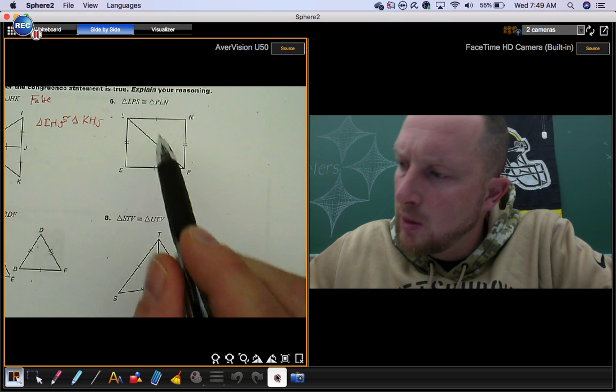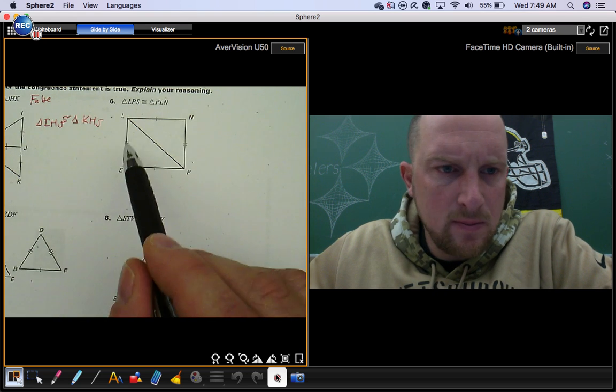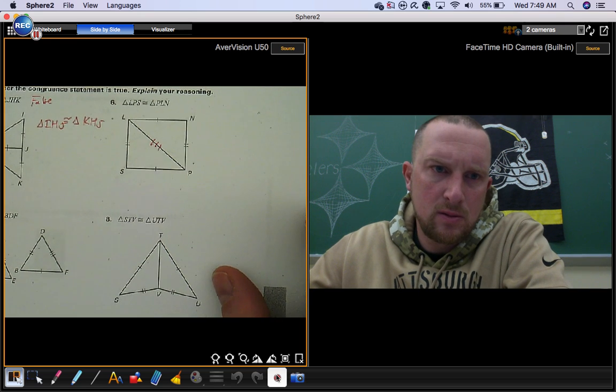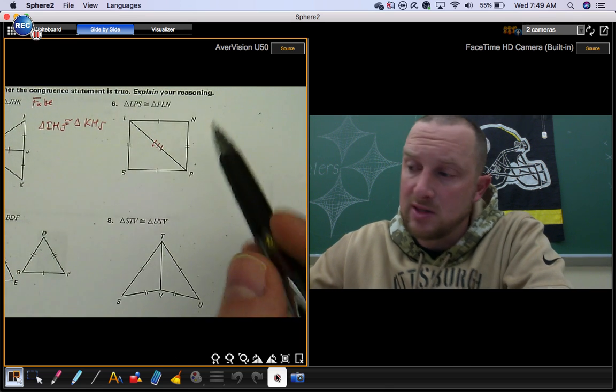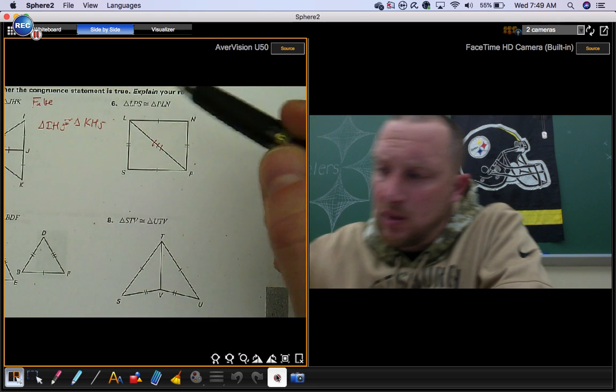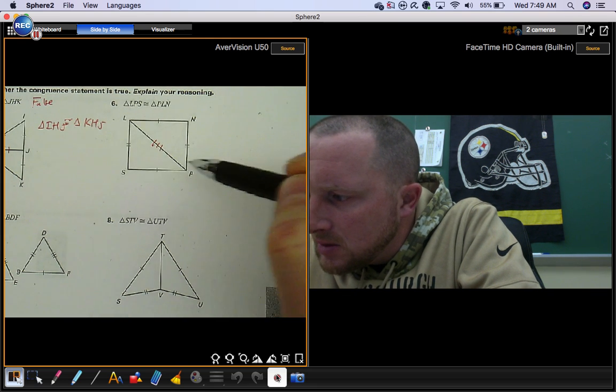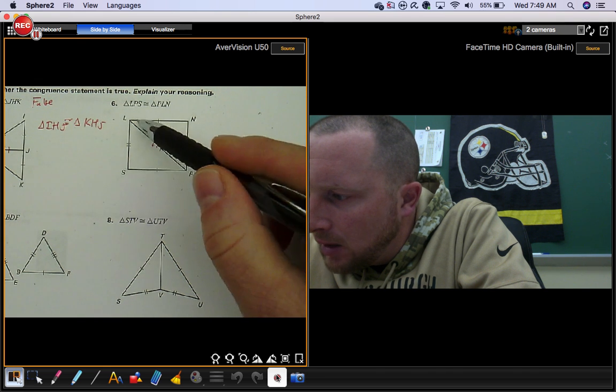Number 6, we got a pair of congruent sides, a second pair of congruent sides, and then a third pair of congruent sides. These are congruent triangles by side, side, side. But is this statement accurate? Triangle LPS. Does that go with triangle PLN?